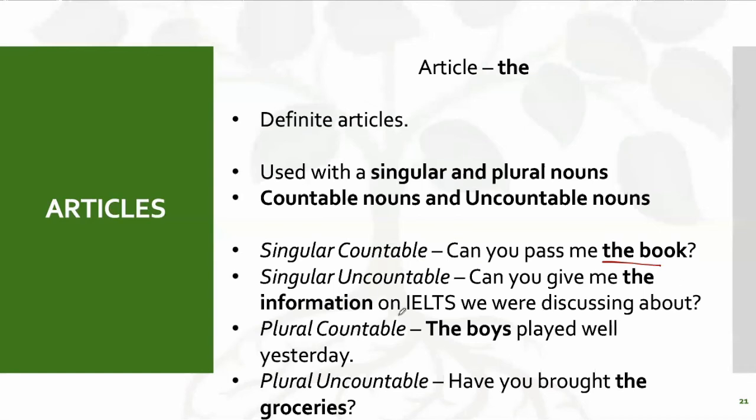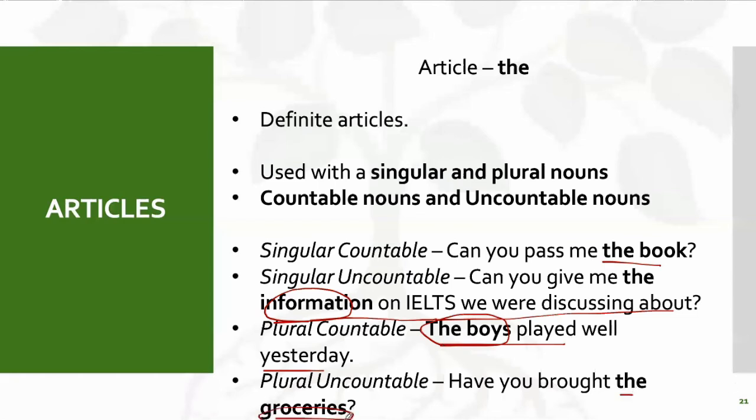Similarly, can you give me the information on IELTS we were discussing? This is a particular piece of information that you and this person discussed, and you're asking this person for a follow up. Similarly, the boys played well yesterday. You are very clear about this group of boys. You know who these boys are, and you're referring to a particular group of boys. You know their identity.